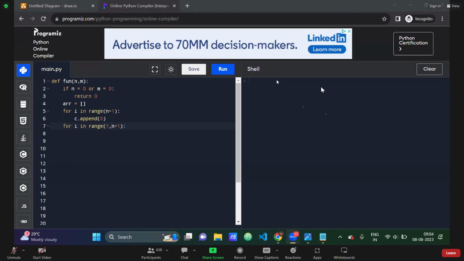After finishing this code, I will explain the logic, don't worry, so you can understand. This for loop is nothing but for identifying the possibilities for each height, starting from 1 to n plus 1. That is for height 1, height 2, height 3, height 4, height 5. Sorry, array dot append 0.